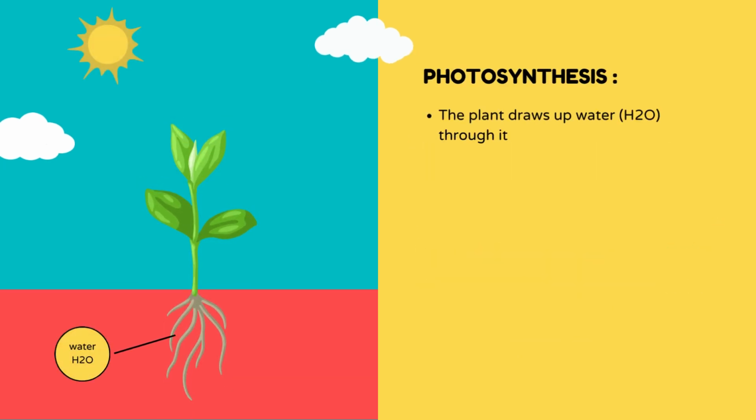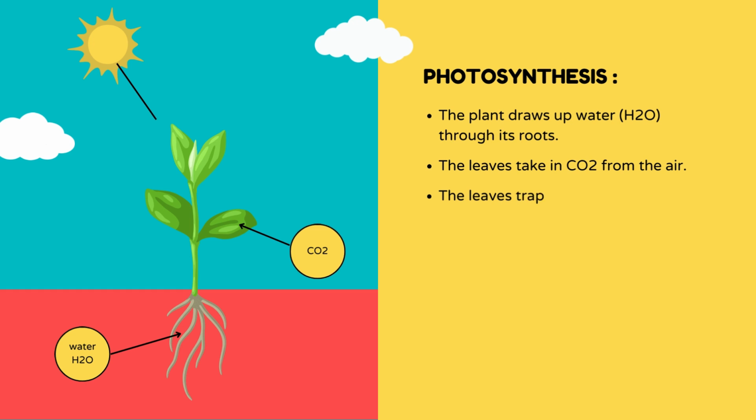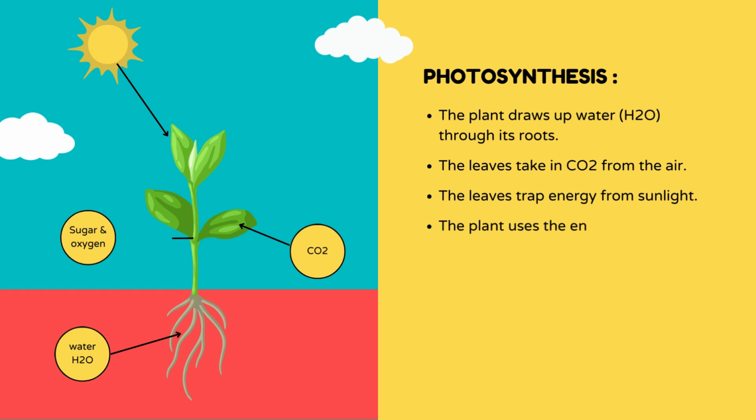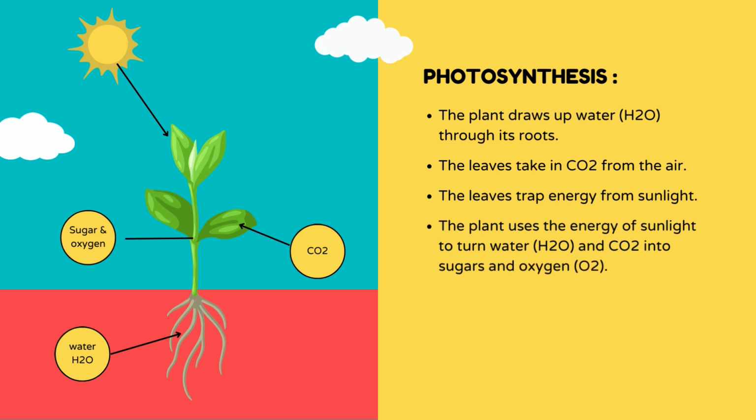The plant draws up water through its roots. The leaves take in carbon dioxide from the air. The leaves trap energy from sunlight.